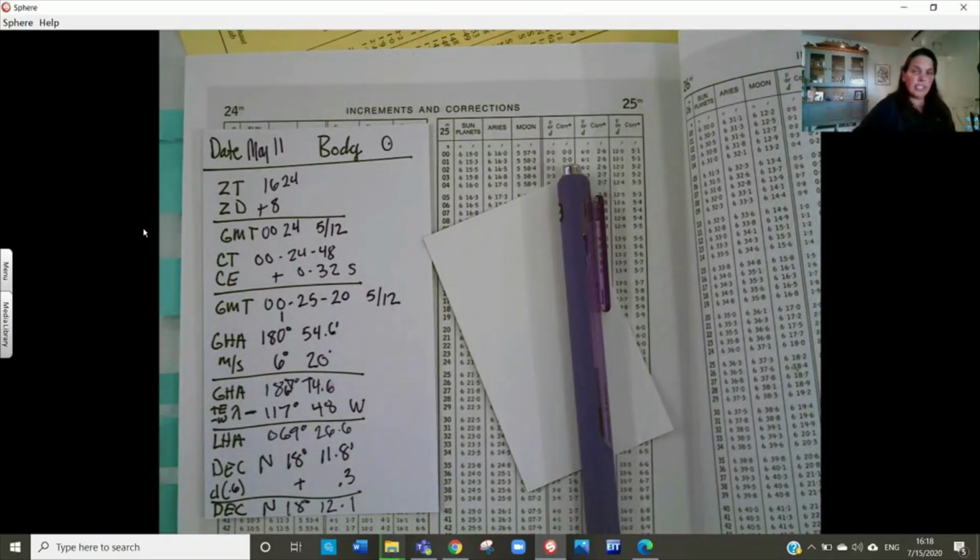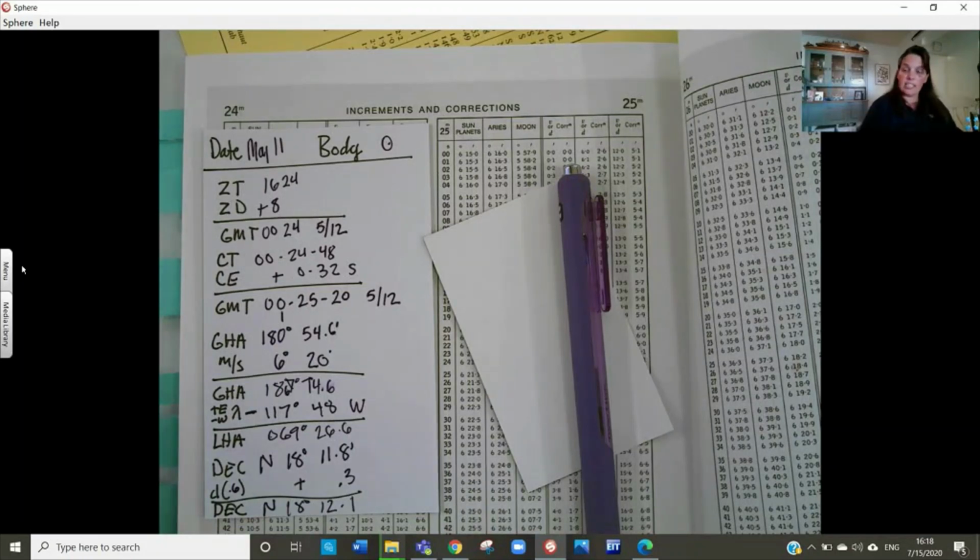So again, we are just getting familiar with our Nautical Almanac, flipping back and forth to all the pages. Again, if you made a mistake somewhere, it's easy to figure it out. If you have the book, you're just adding and subtracting a bunch of times.